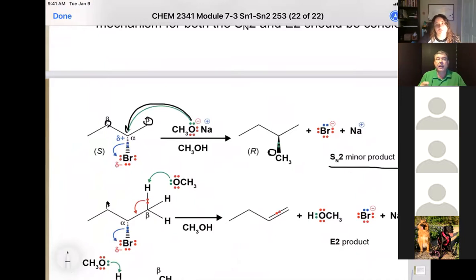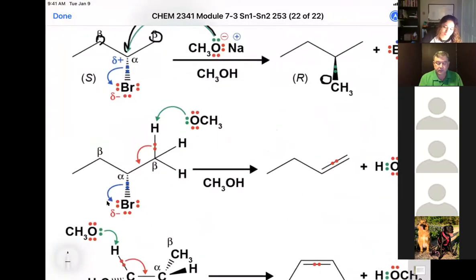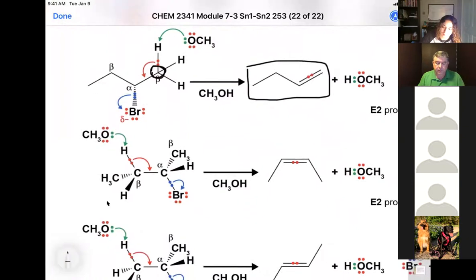Now let's see which of the beta hydrogens we can attack using it as a base. The first thing we can do is take a beta hydrogen off this outer methyl group with 3 hydrogens on it. If we did that, we're going to get an alkene, which is an E2 product. But that's not a very stable alkene. Let's try to get a hydrogen off the other one.